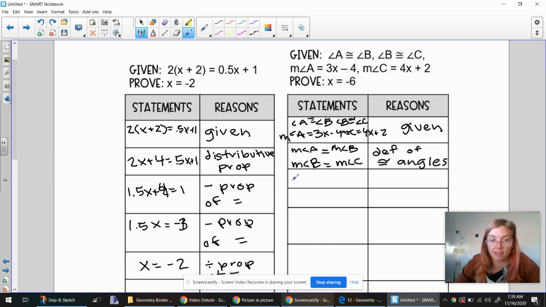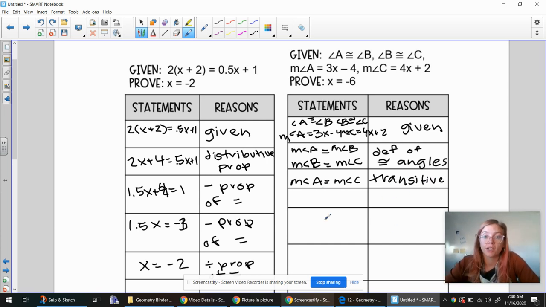Now we're going to use the transitive property. So if these two things are equal and these two things are equal, then the measure of angle A is equal to the measure of angle C. So this is the transitive property. Now that we're here, we're going to use substitution to substitute in these expressions for these angles. So 3x minus 4 is equal to 4x plus 2. That is substitution.